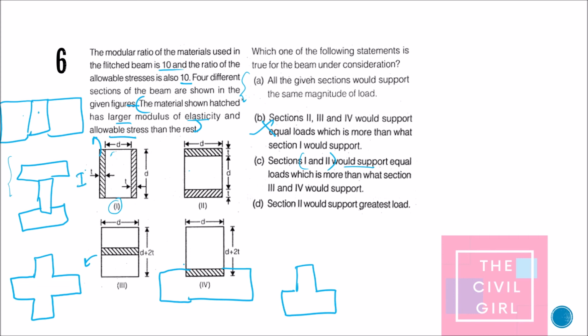Because this is an I section, the strongest of all sections, this will not be the same as that of this rectangular section. Therefore, C is also not correct. And section 2 would support the greatest load. That is correct because section 2 is an I section. It will provide the greatest load.